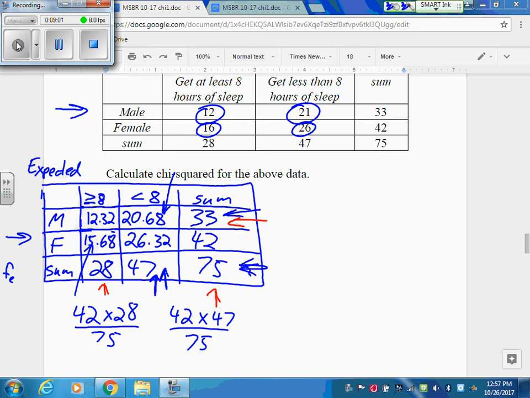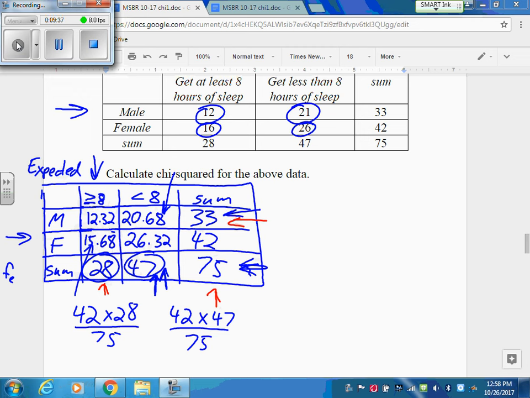Now, the expected values are the ones with the decimals in it right here. It's not the sums, but I used the sums in order to find those expected values. Now, the other interesting thing you may notice here is if I go to this first column here, and I take the 12.32 and the 15.68, if I add those together, I still do get a total of 28. And if I go to the next column with the less than 8, and I take the 20.68 and the 26.32, and I add those together, I still get 47. And I could do the same thing with the rows, adding the male row together to get 33 and the female row together to get 42, for a total of 75. So those are my expected values.